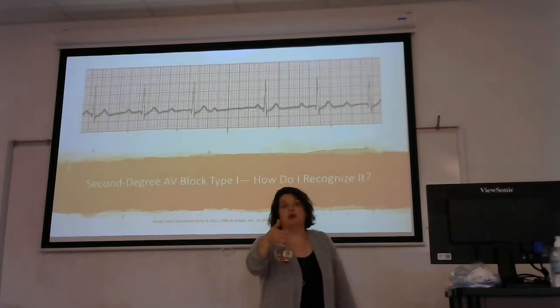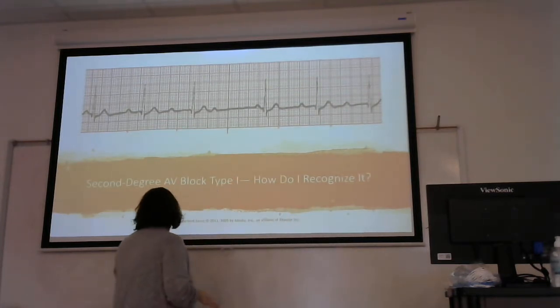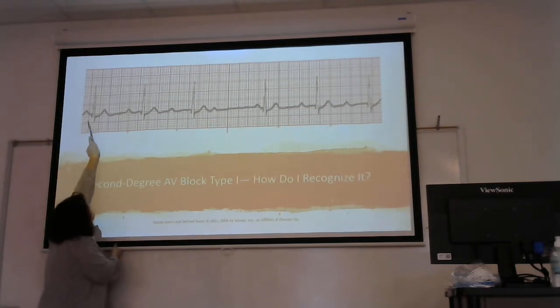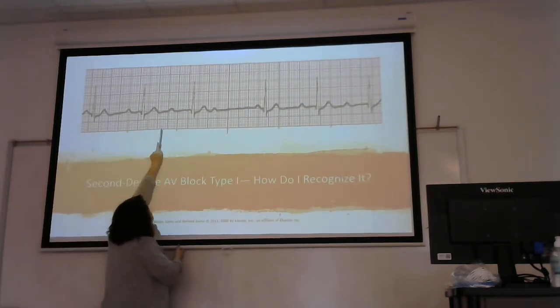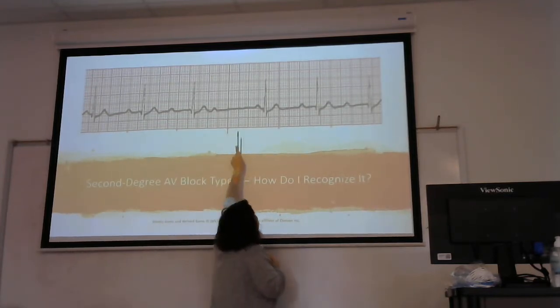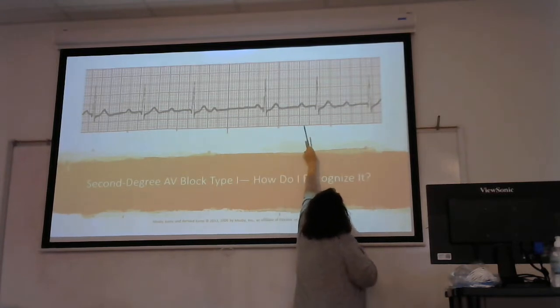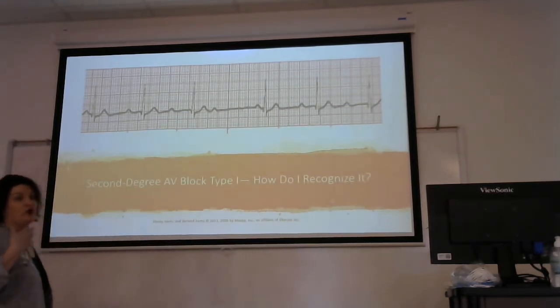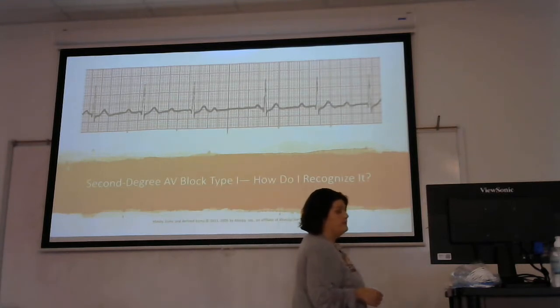Now go look at your PRs. Look what happens to your PR intervals, okay? From here to this one, till it drops. And then look, your pattern starts over again, okay? It's a pattern, going, going, going. So this is your second degree type 1.